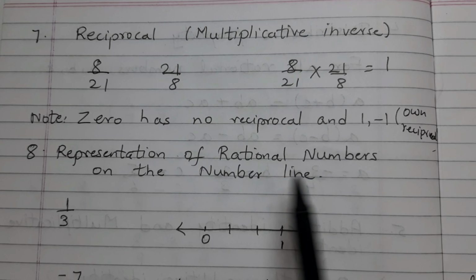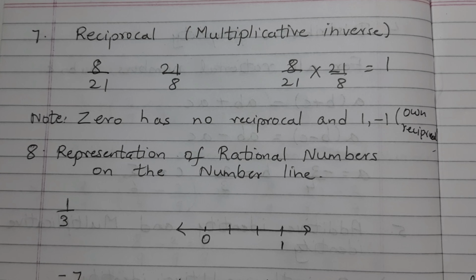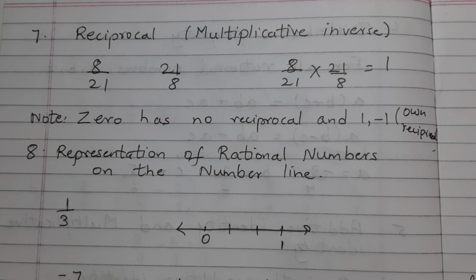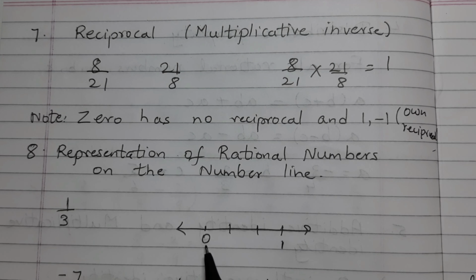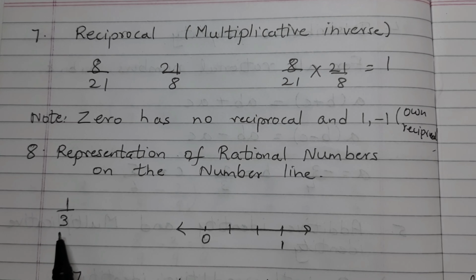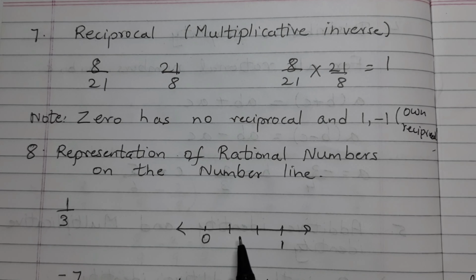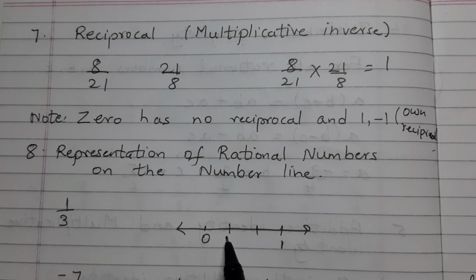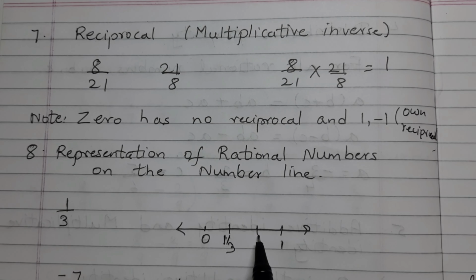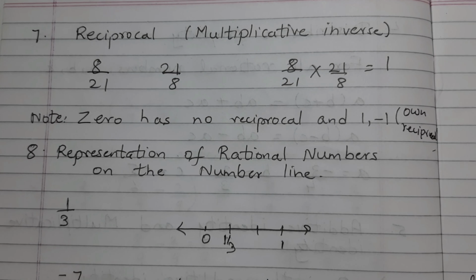Representation of rational numbers on the number line. This is the same as we have learned about fractions, how we represent fractions on the number line. Same way we can do the rational numbers. So 1 by 3 lies between 0 and 1. Draw a line and label 0, 1. The denominator is 3, so divide into 3 equal parts. 1, 2, 3. 1 by 3 would be the first part. This is 1 by 3, this is 2 by 3, and this is 3 by 3.